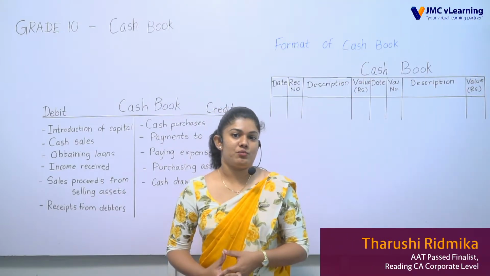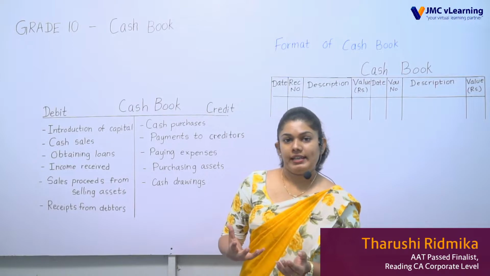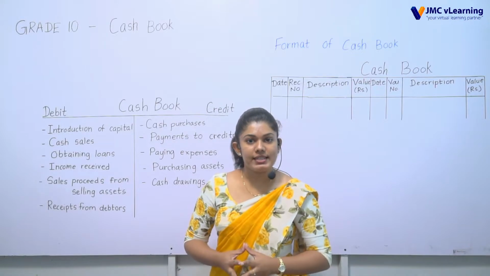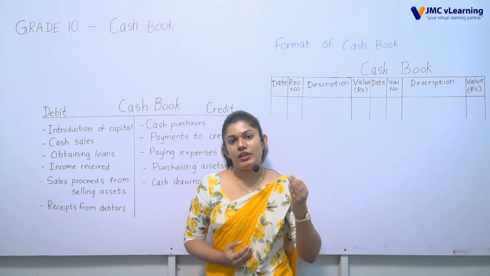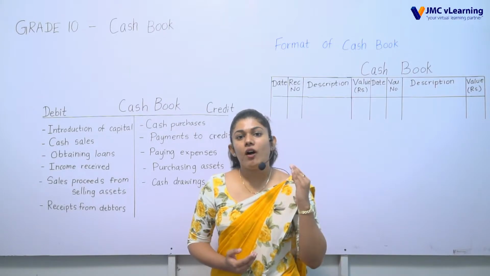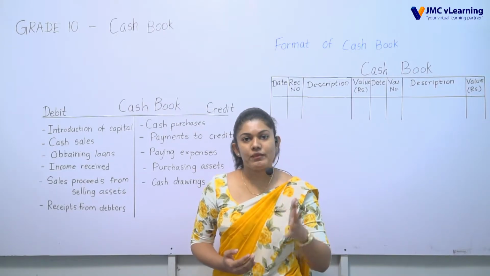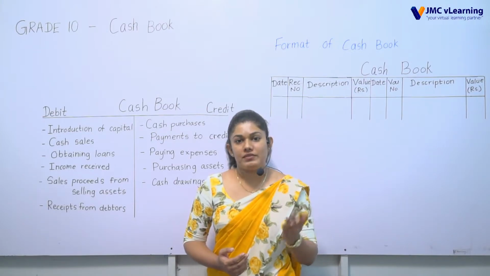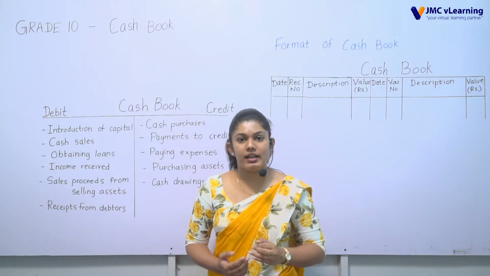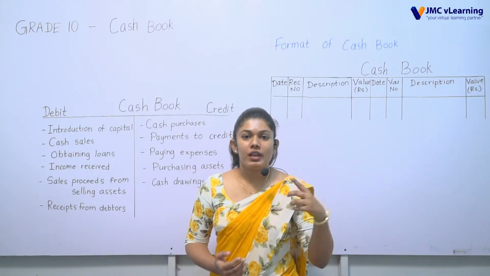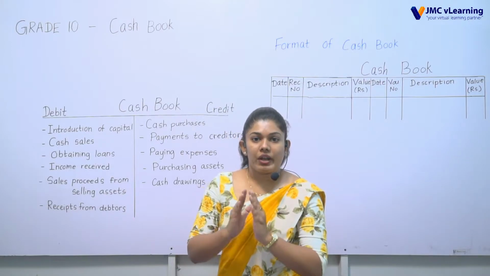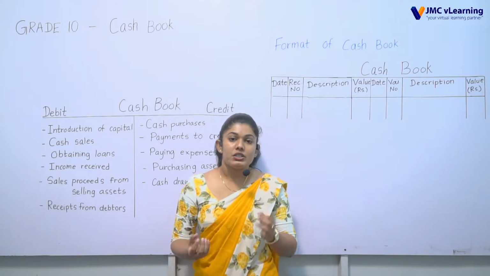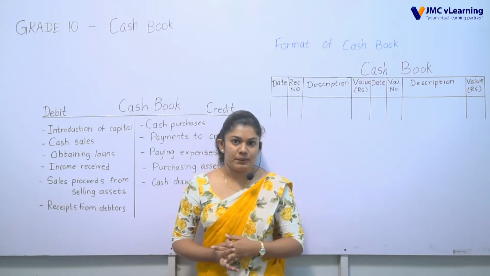Discuss about cash book. Cash is a current asset. We discussed it in our previous session. So cash is a very risky and vulnerable asset, because with cash you can easily do frauds or thefts. It can be easily mistaken or misused or stolen. Therefore, recording cash transactions or recording the impact of cash is very crucial for a business.